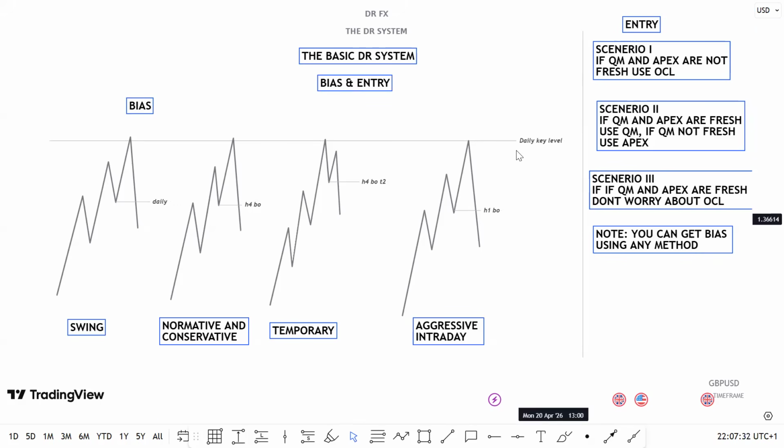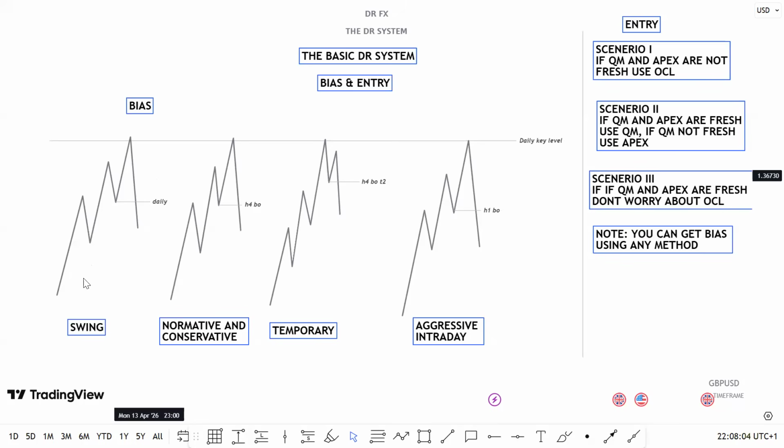On the left-hand side of my screen is how you look for direction, and on the right-hand side is how you enter. I've explained that before. Now, looking at my screen, you see that this line right here is a daily key level. So I'm assuming that when the market trades into a daily key level, there are different ways you can use the advanced technique to get your direction.